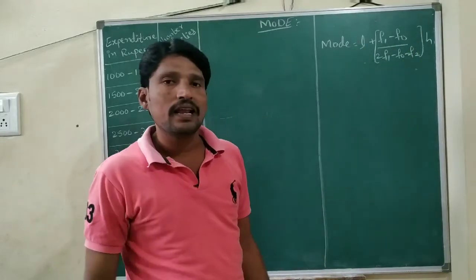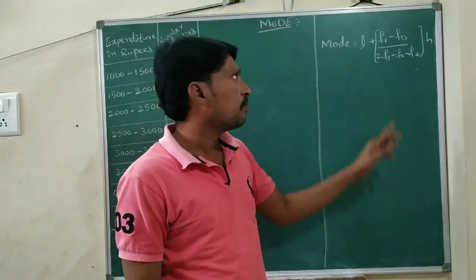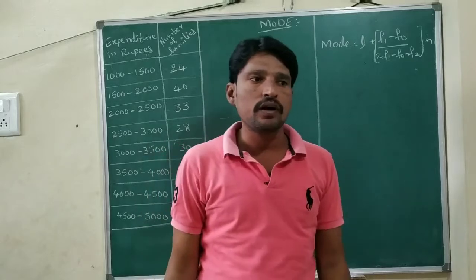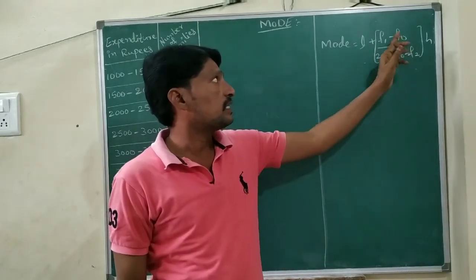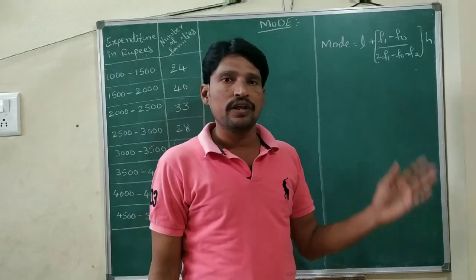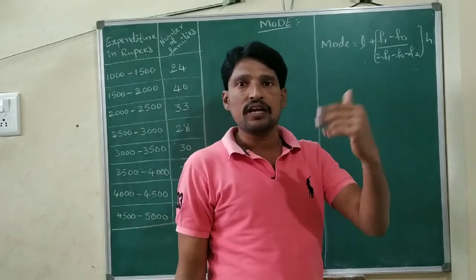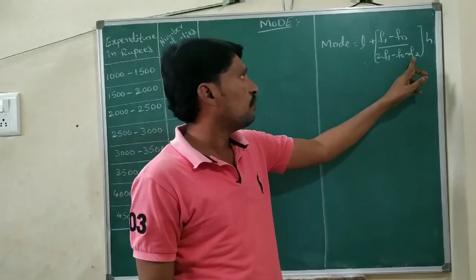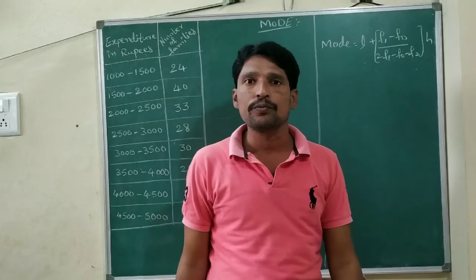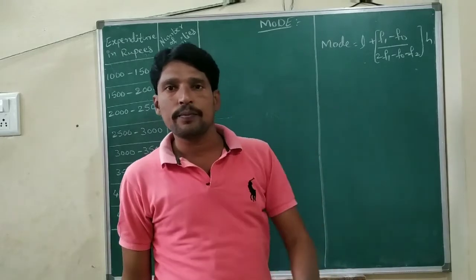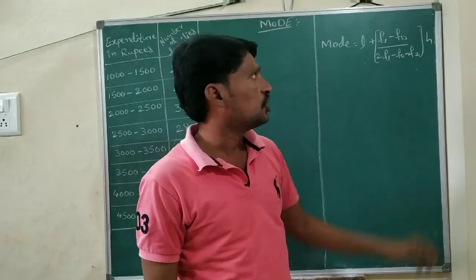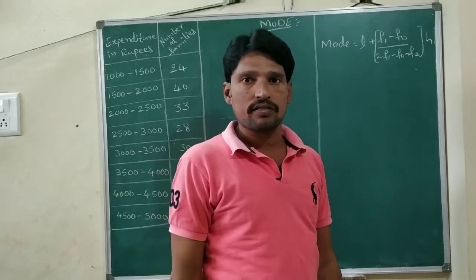Here what is L? L means lower boundary. F1 means frequency of the modal class. F0 means frequency of the class preceding the modal class. F2 means frequency of the class succeeding the modal class. H means size of the class.